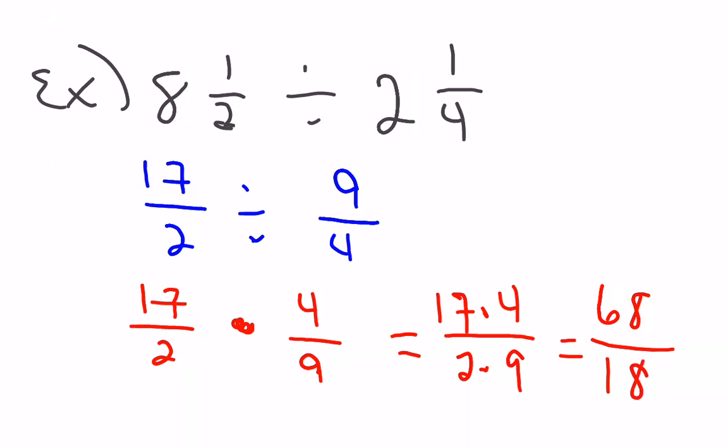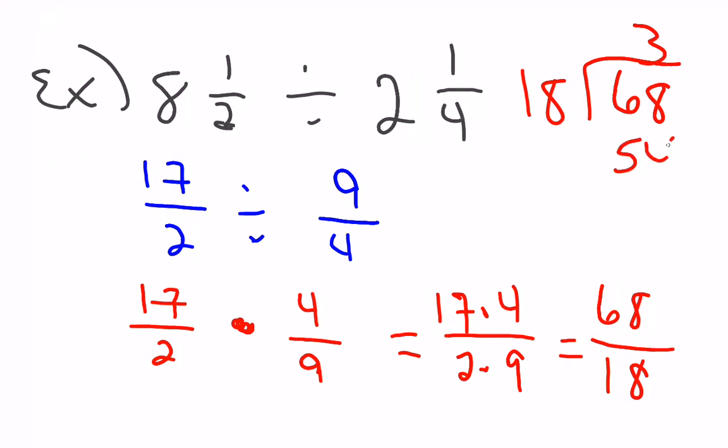And again, since the original problem was a mixed number, we want to go ahead and take this and make it a mixed number. So we need to do 68 divided by 18. We need to figure out how many times it goes in there. It goes in 3 times. 3 times 18 is 54. And then we need to subtract. 68 minus 54 gives us 14.